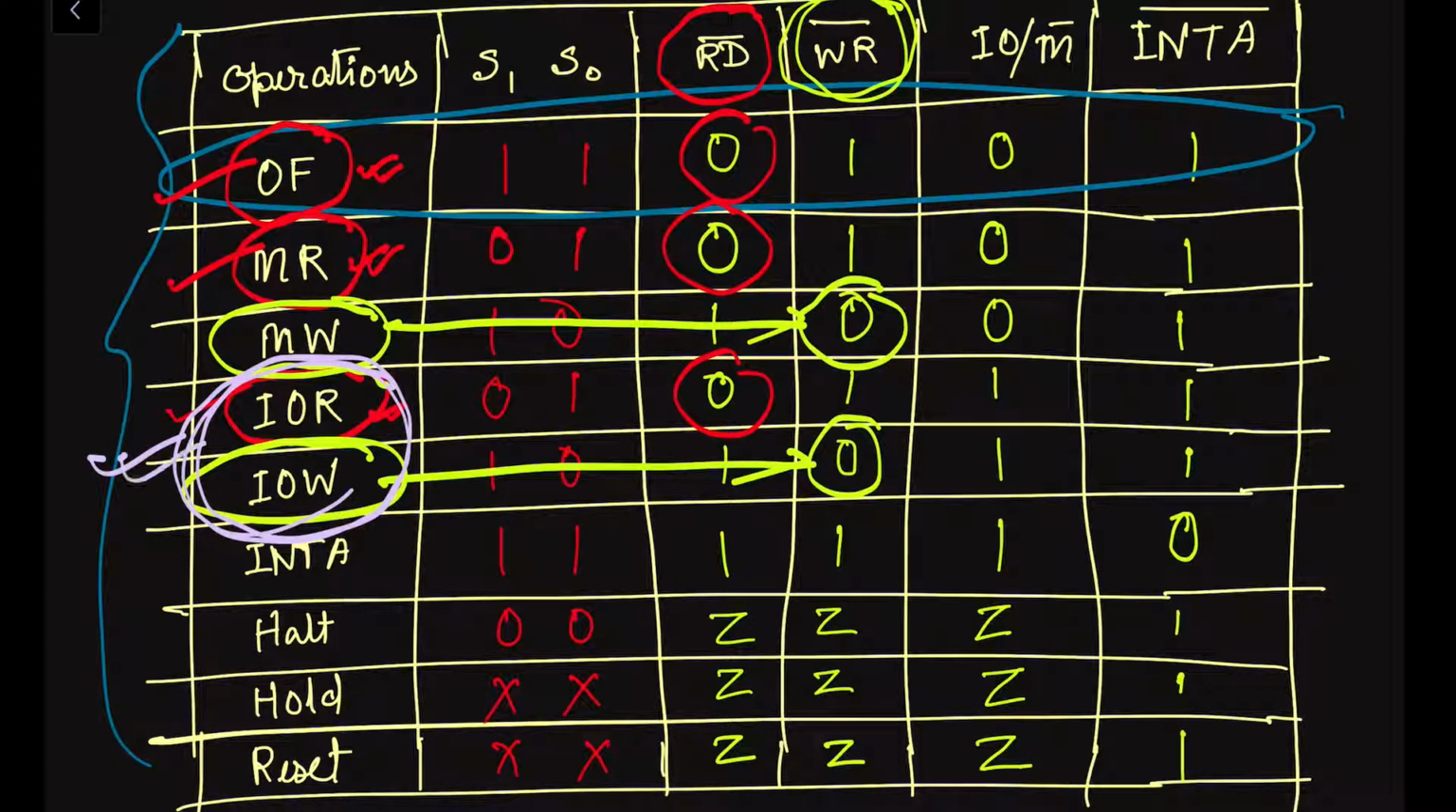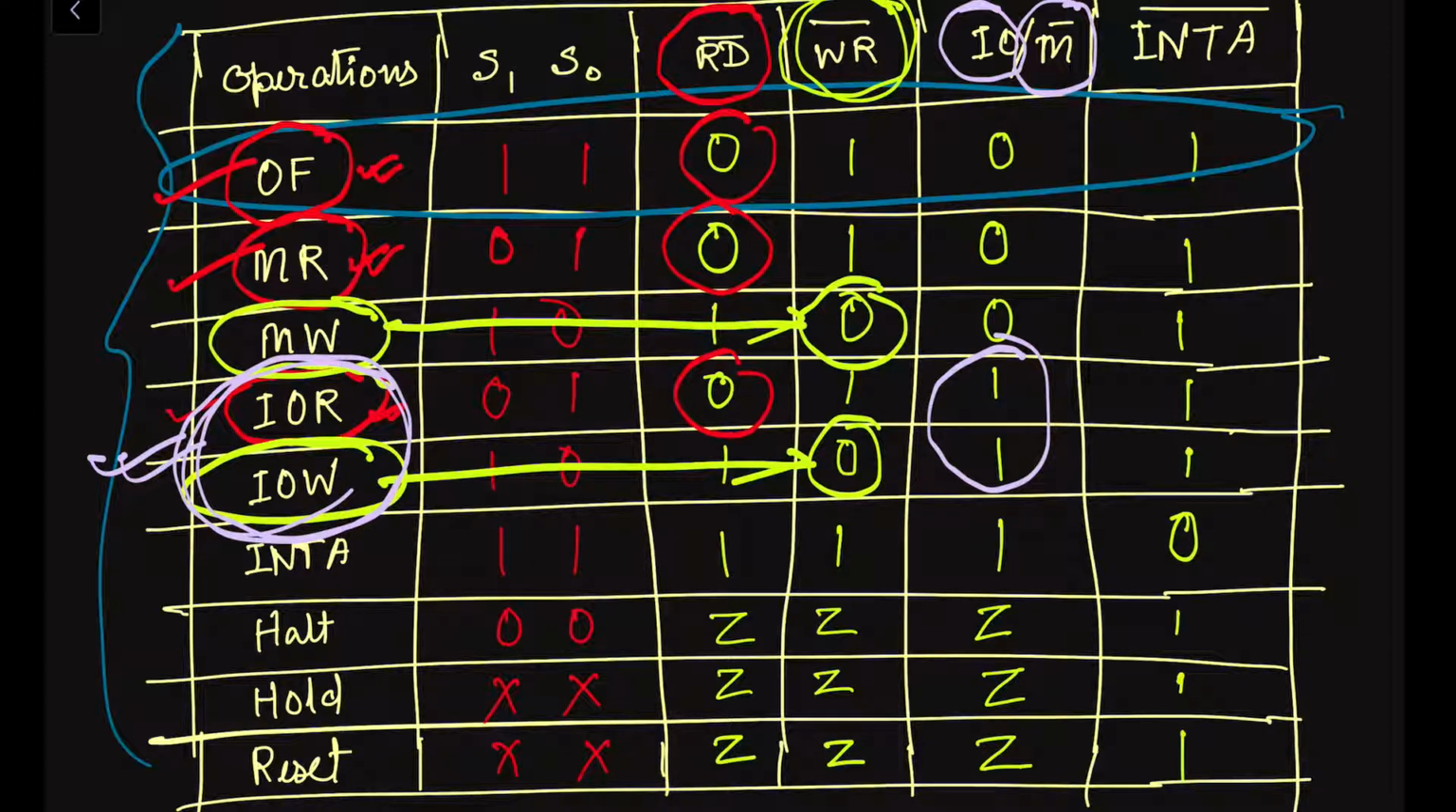For these two rows, you can see this value is 1. Why are these two values 1? Because the input output signal is high and memory access is active low. That means whenever this IO/M signal is high, it is an input output read or input output write, that means it is related to the input output devices or input output interfaces.